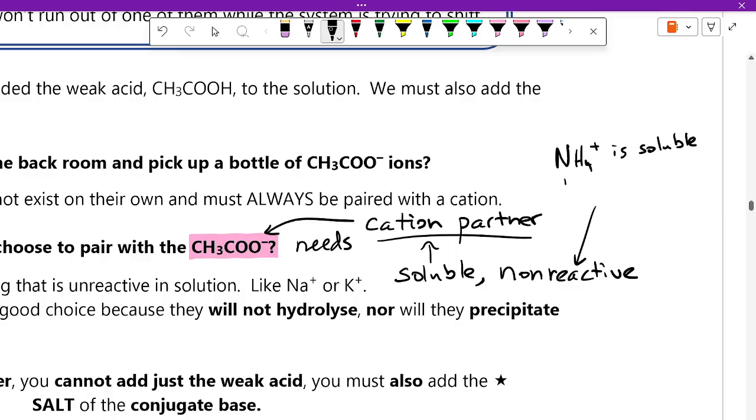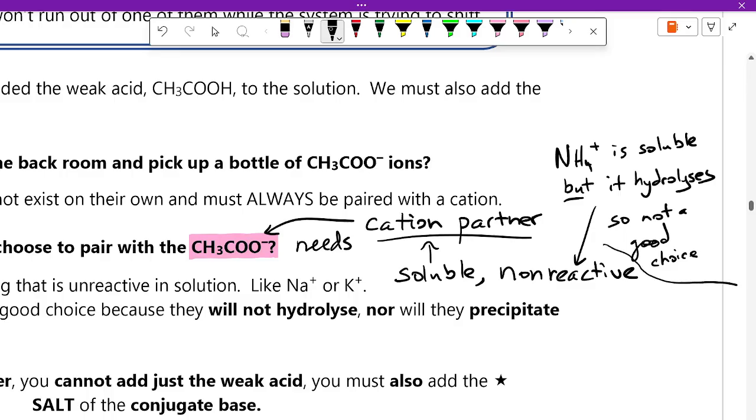NH4 plus is soluble, but it hydrolyzes. So not a good choice. Okay, so you want to choose something like sodium or potassium.